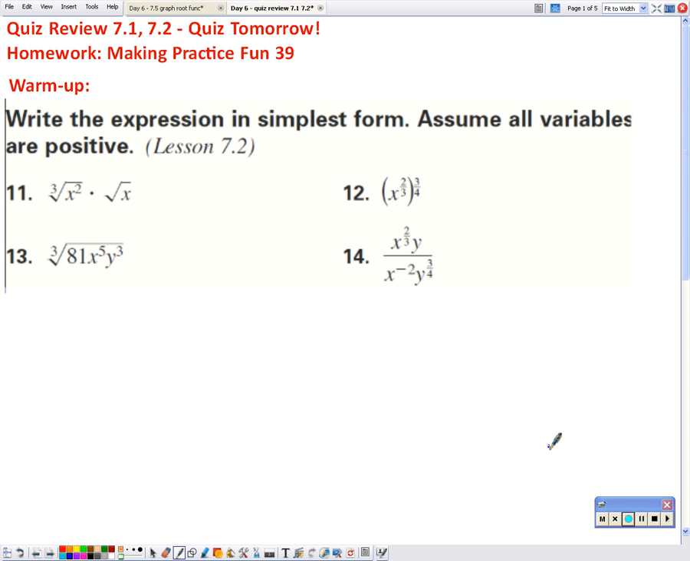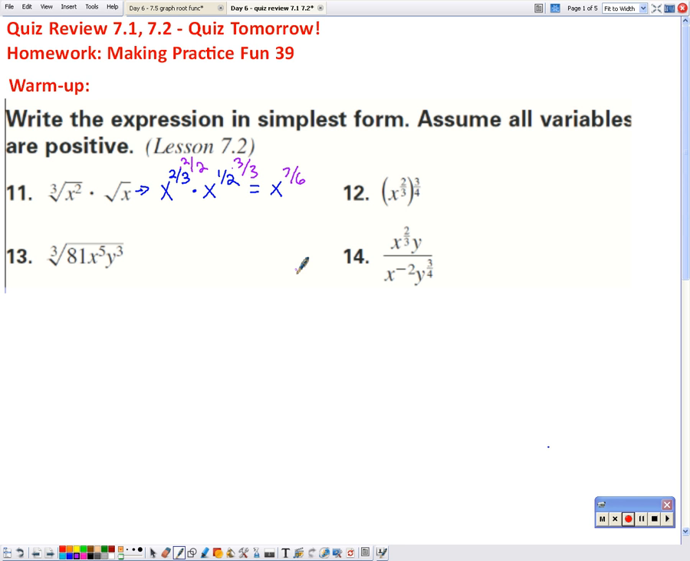Okay, so if I want to write the expression in its simplest form, the first thing I want to do is, because these are not the same radicals, this is a cube root, this is a square root, and because the bases aren't the same, this is x squared and this is x, I want to rewrite it using powers. So I'm going to write this as x to the 2/3 times x to the 1/2. Now I have like bases, and to simplify this, because I'm multiplying, I'm going to add the powers, which is going to require me to create common denominators. So this is really like 2/6 plus 3/6 gives me 7/6.